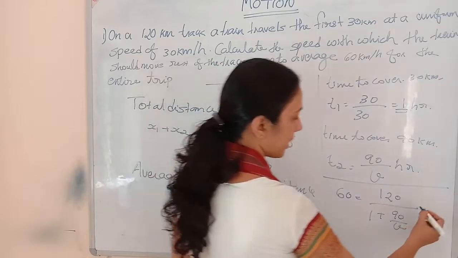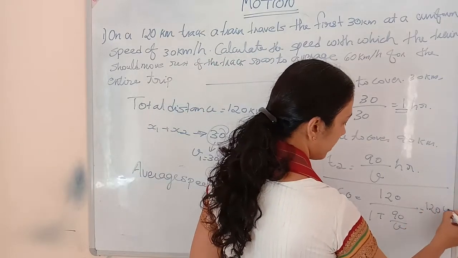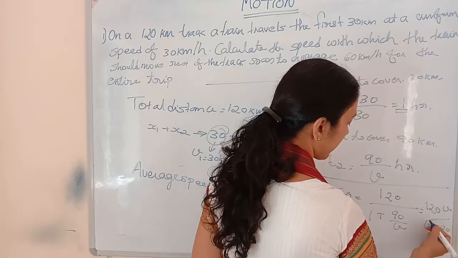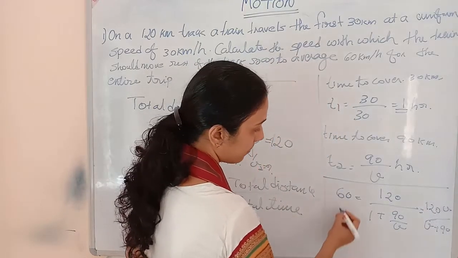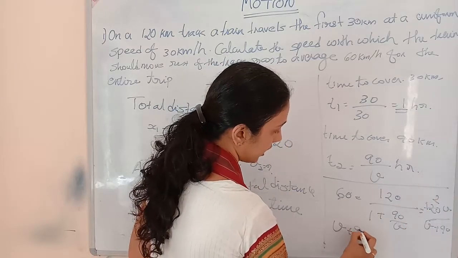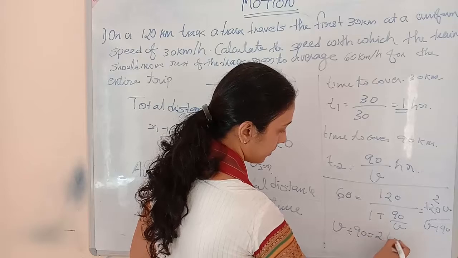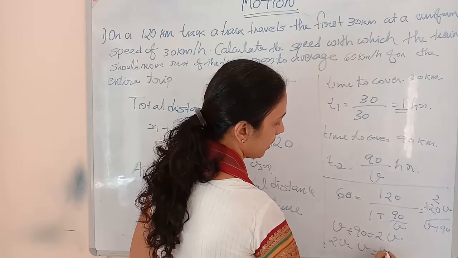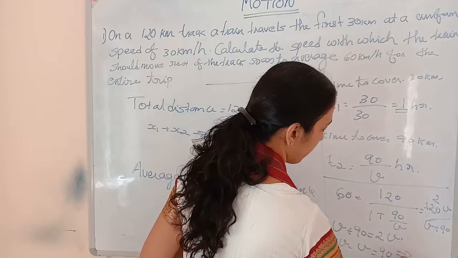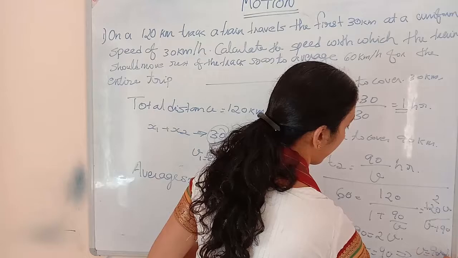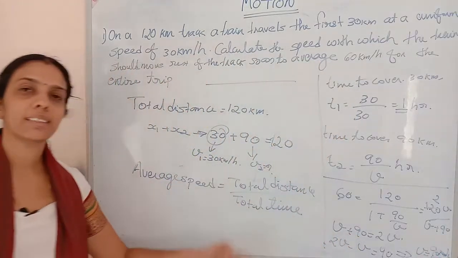So here we can write it as 120V divided by V plus 90. So this one I will write as here 2. So V plus 90 equals 2V. So 2V minus V will be equal to 90. That is V equals 90 kilometer per hour. Like that you will get.